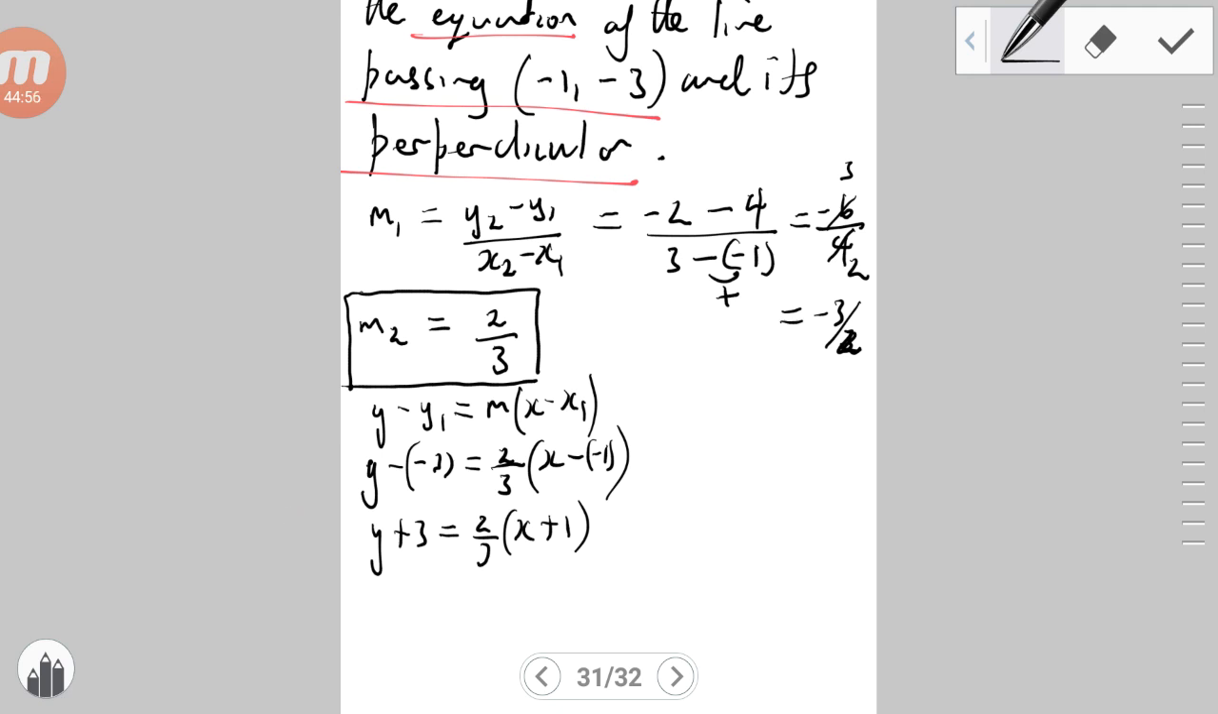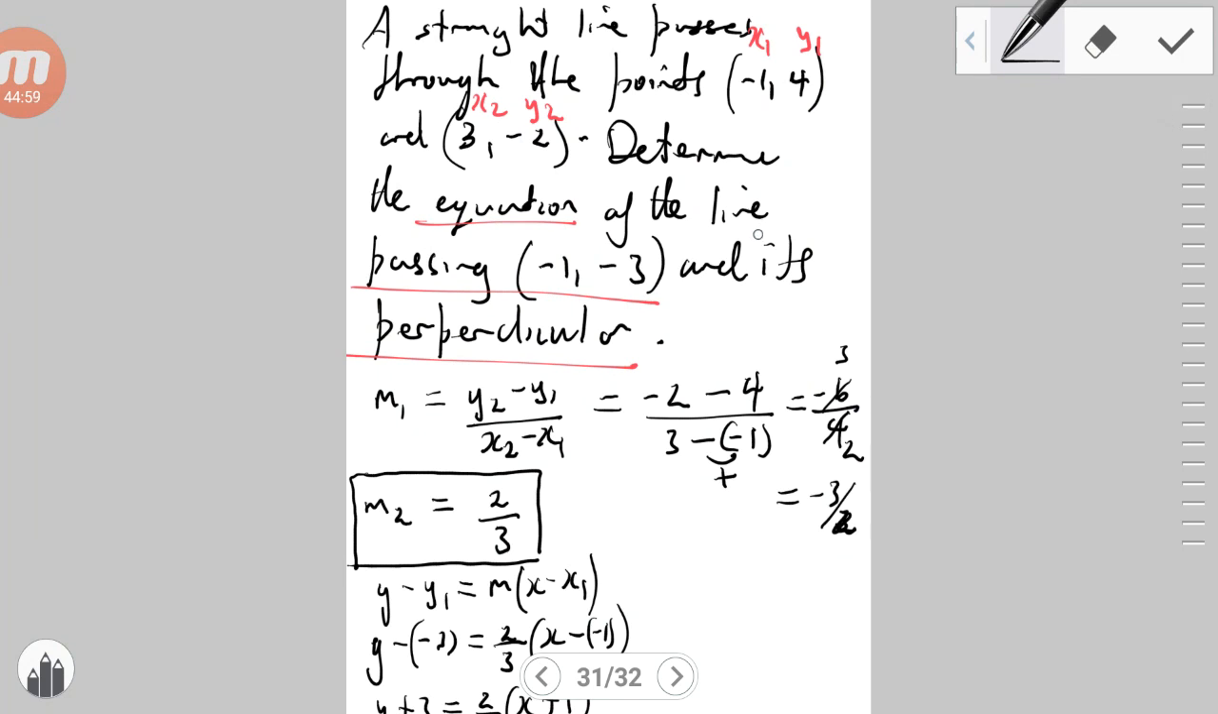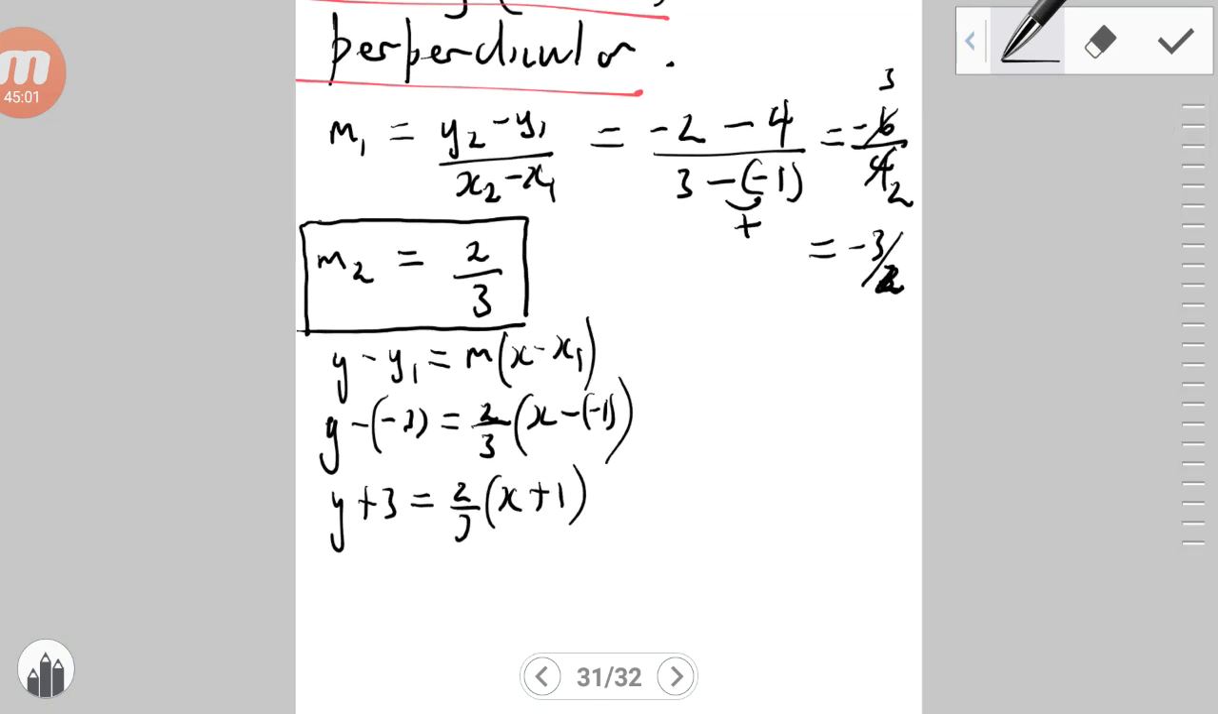Let's do some distribution. They didn't ask us for any particular form, not standard form, not general form, so I'm just going to stick with the general form. So that's y plus 3 is equal to 2/3 times x is 2/3 x, and 2 times 1 is going to be 2, again over 3. Alright, and so naturally now we're just going to transpose this 3 over here, so we end up with y is equal to 2/3 x plus 2/3, and we're going to transpose this over here, we're going to end up with minus 3. Alright, and we're going to simplify this little fraction here.